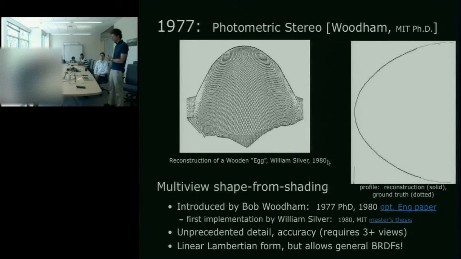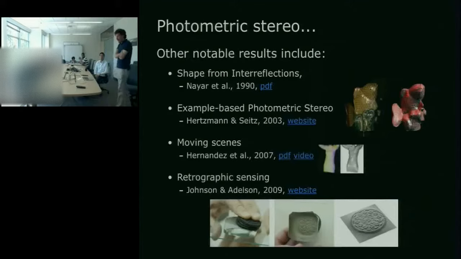Okay, and in fact, in Silver's implementation, what he did was he measured the reflectance function of wood, basically by having a reference object whose shape was known and taking measurements under different illuminations. And use this to reconstruct other wooden shapes. Okay, so as long as you know the reflectance function, you can use this method. It doesn't require Lambertian.